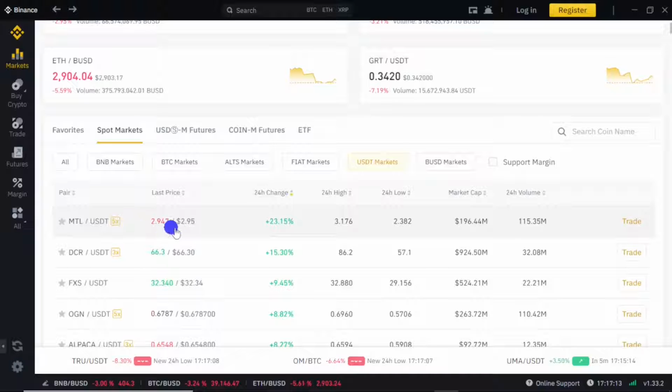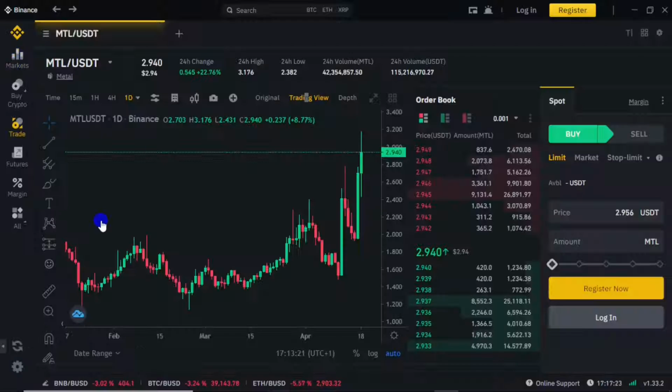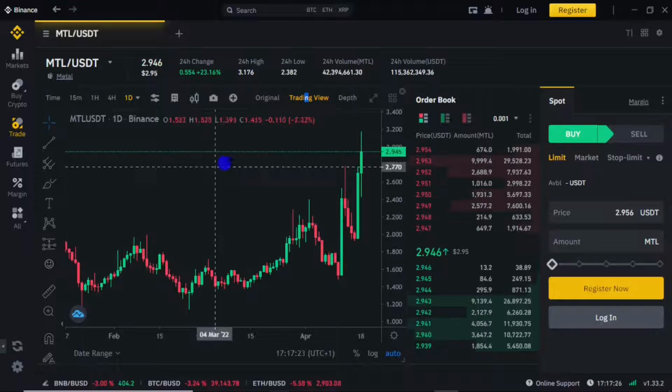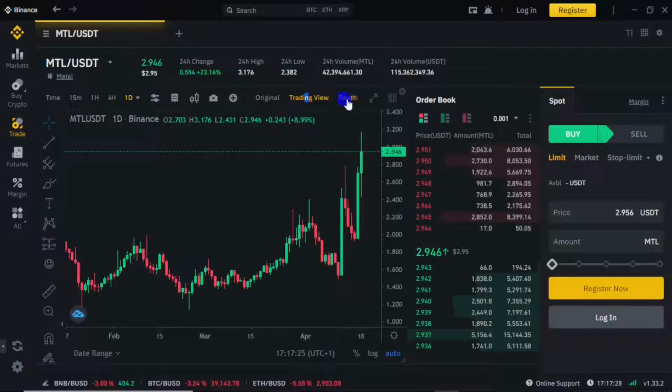And next up, the first cryptocurrency pair on the list of the biggest percent gainers of today, it's the MTL USDT cryptocurrency pair. With that, let's jump right into how to trade the MTL USDT cryptocurrency pair with the trend scraper technique. Keep watching.